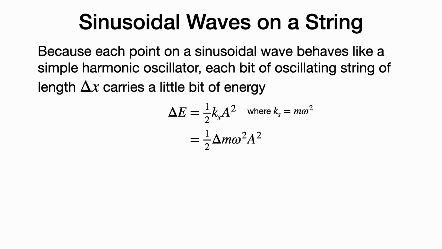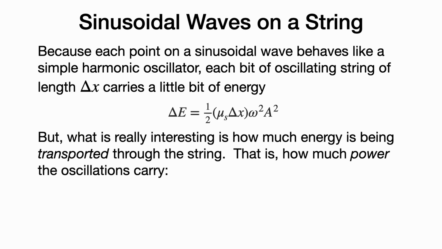That energy, delta E, is given by the equation for the energy in a harmonic oscillator, 1/2 K a squared, where K is the effective spring constant of the oscillator. But for sinusoidal waves, we need to write this in terms of the mass of the little bit of string which is moving and the angular frequency with which it is moving. So we wind up with 1/2 delta m, the little bit of mass, times omega squared times a squared. And we can write this little bit of mass in terms of the mass per unit length of the string times the length of that little bit of string.